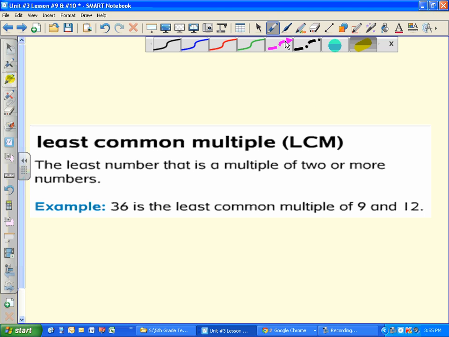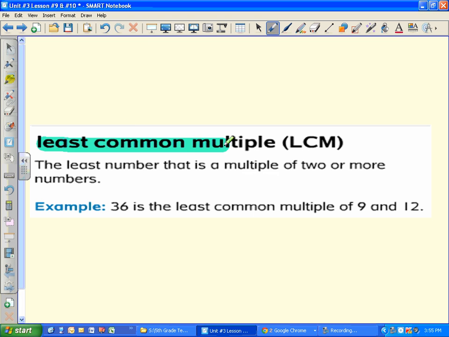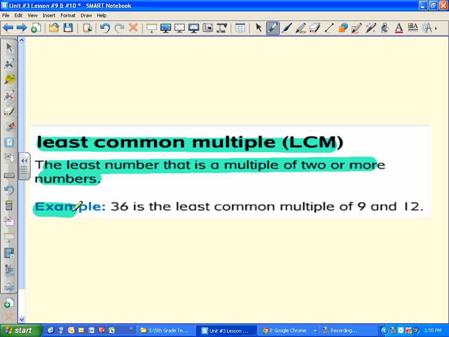Definition, copy in your black notebook: least common multiple, LCM, the least number that is a multiple of two or more numbers. And then copy this example. 36 is the least common multiple of 9 and 12. In other words, that's the smallest number that 9 will go into evenly and that 12 will go into evenly. Copy that definition down.